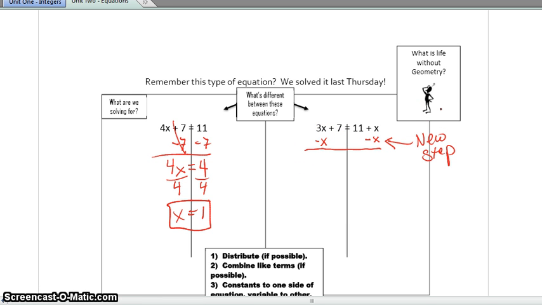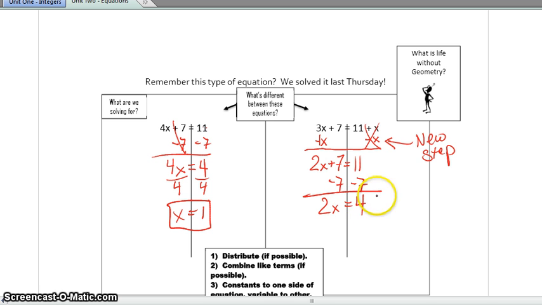I know we talked about how we can only combine like terms: x's with x's, numbers with numbers. Let's do a little subtraction. 3x minus 1x, even though we don't write it as 1x, is 2x, plus 7 equals 11. And this cancels out, becomes 0. Now we should have an equation very similar to the one over here, and we should know that we need to subtract 7.